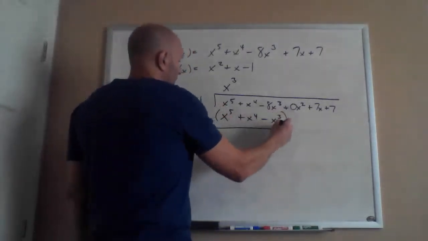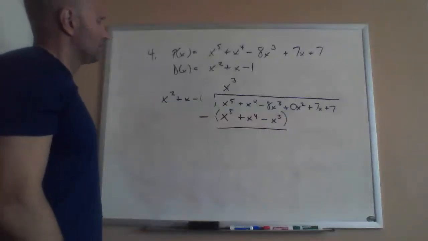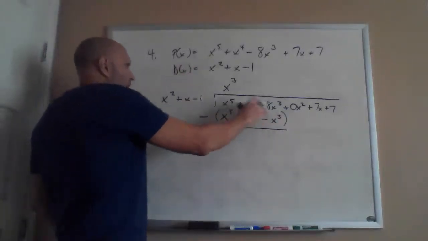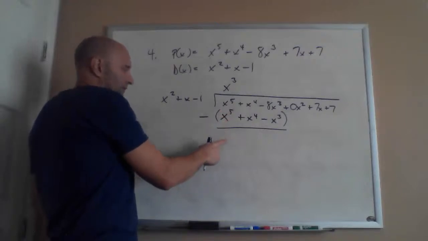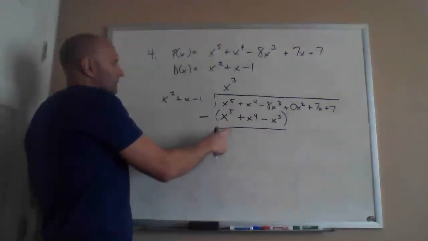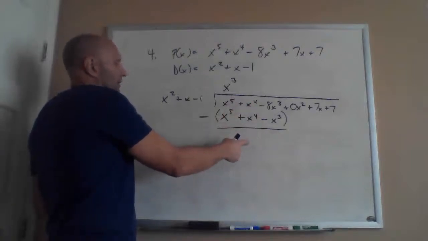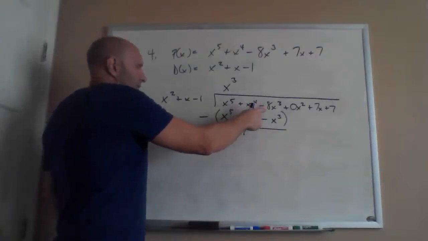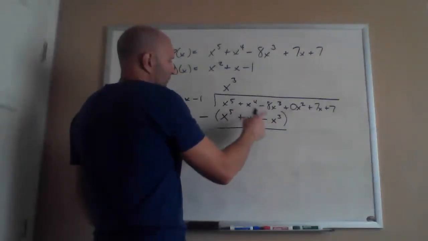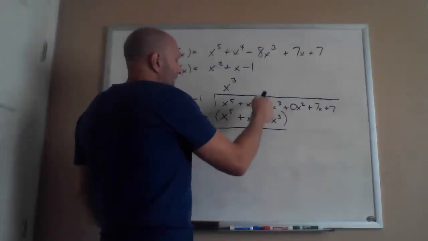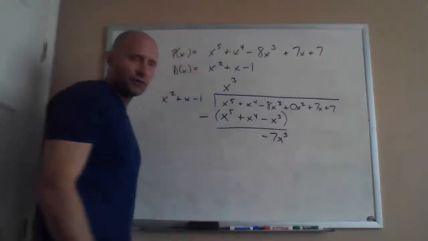And the real trick with this guy, and that's why if you can do synthetic, do synthetic, is that we're subtracting all of these from the line above. So x to the 5th minus x to the 5th, gone. That's what we want. X to the 4th minus x to the 4th, that one's also gone. And then negative 8x to the 3rd minus negative x to the 3rd, so that's like plus 1. So negative 8 plus 1 is negative 7x to the 3rd.